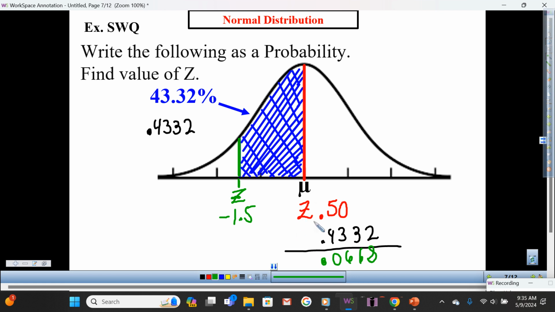All right. And the Z at 0.50 was what? This is what? 0. Is that correct? Okay. So our probability, how do we write our probability? Joseph, enlighten us. That is correct. Let's go.